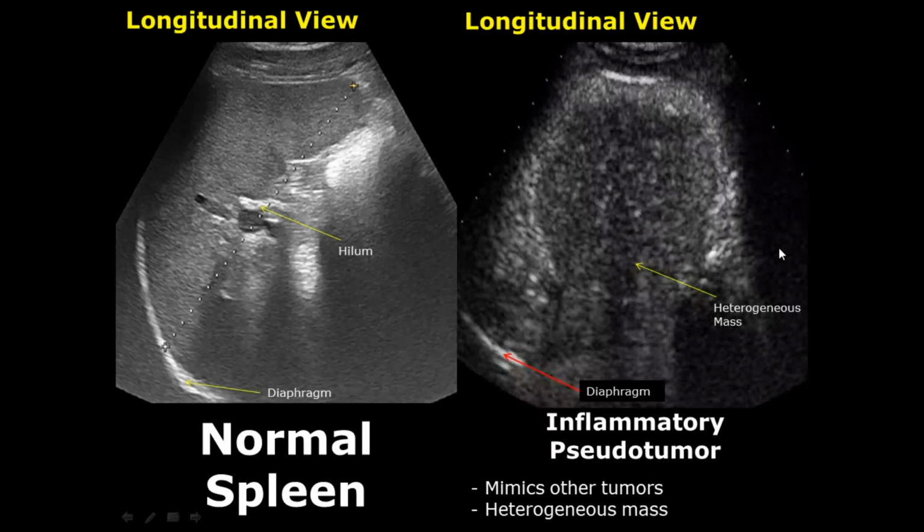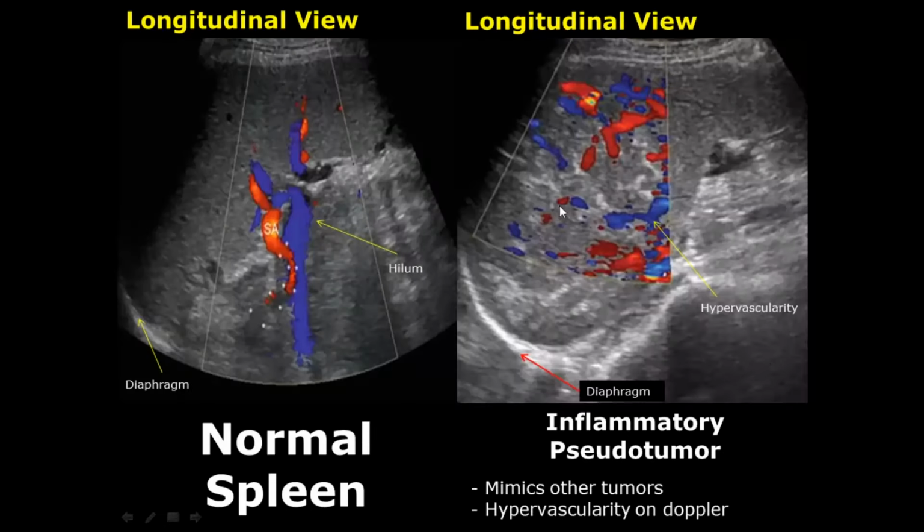An inflammatory pseudotumor can occur in the spleen as a large heterogeneous mass. It mimics the appearances of other tumors. It is a very rare lesion of the spleen. On applying color Doppler, we will notice hypervascularity in the mass. In the normal spleen, you can see it is not as much as it is in the inflammatory pseudotumor.